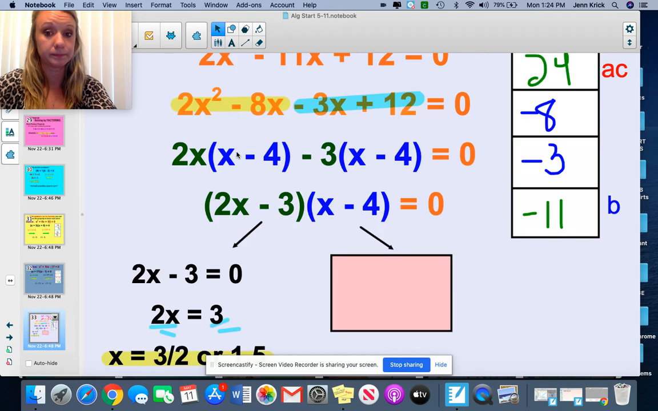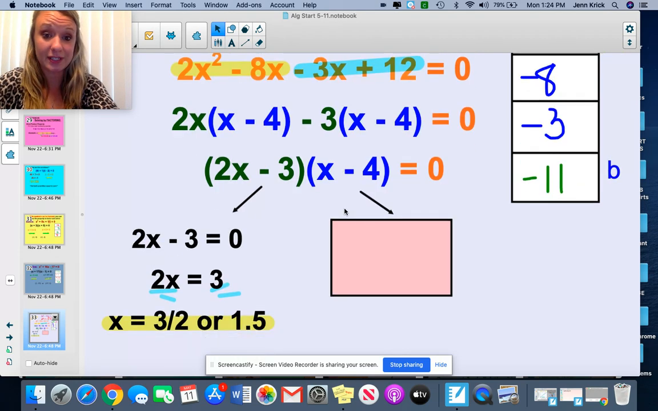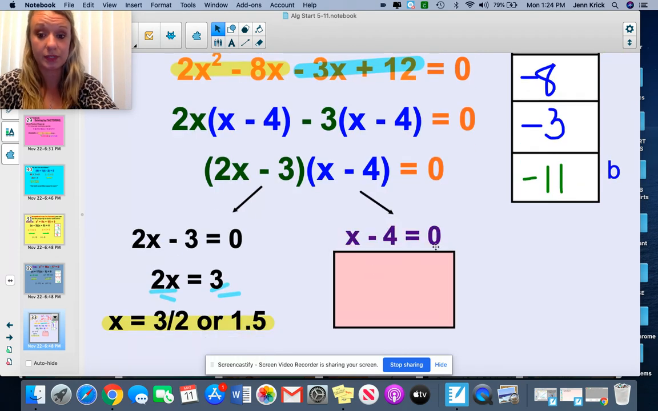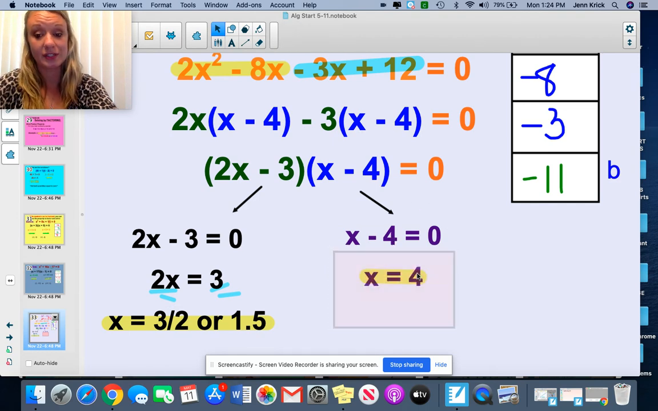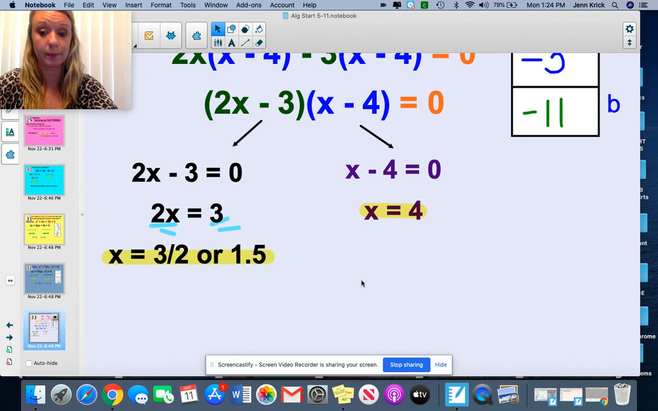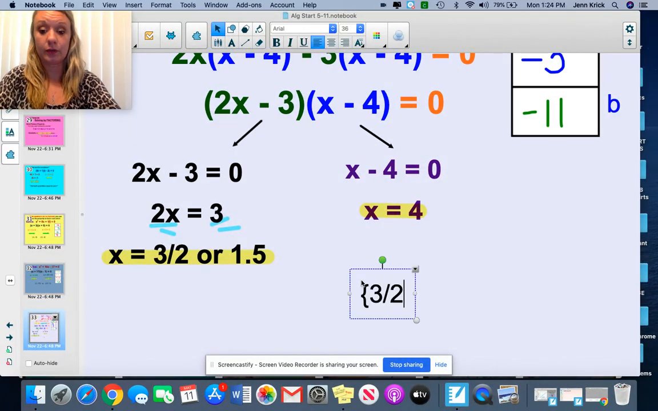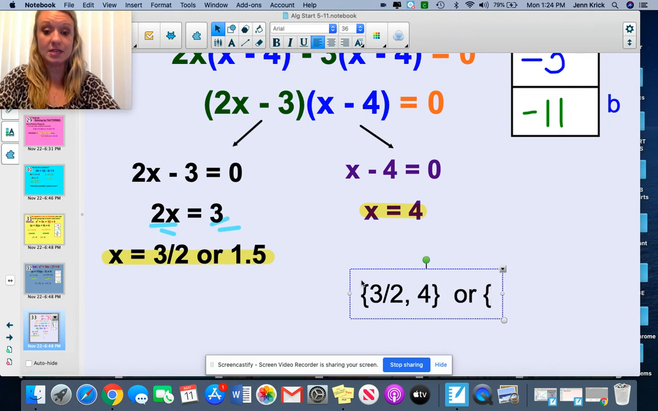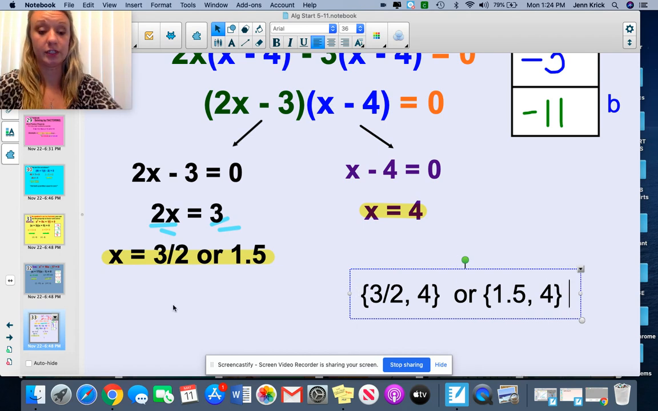Both work. For this one here, it's much easier. I'm going to have x minus 4 equals 0. To isolate x, I'm going to add this 4 to the other side, and then I just get x equals 4. So in terms of writing your answers, it could look like this: it could be 3 over 2, 4, or it could be 1.5, 4, or you could switch the order for each of those.